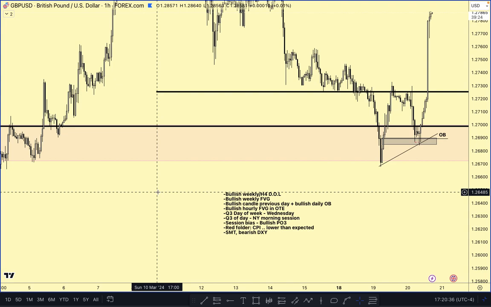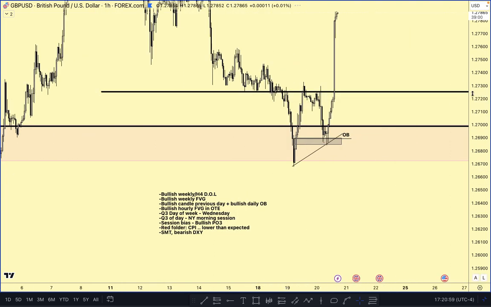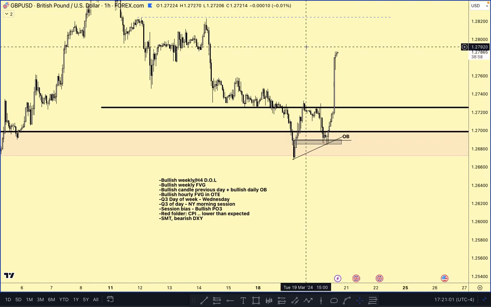Just gonna confirm that CPI. Yes, so the CPI year on year for February was expected to come out at 3.5%, but it came out at 3.4%. Lots of confluences. Lots and lots of confluences.